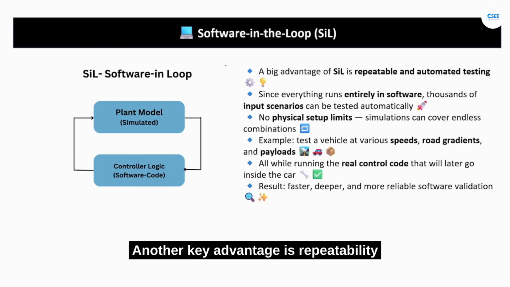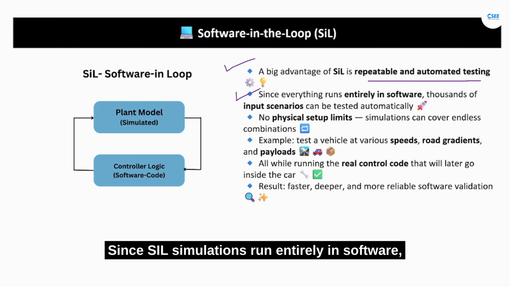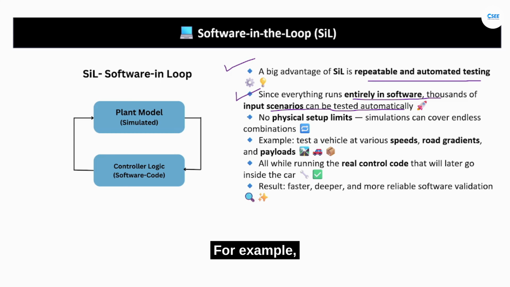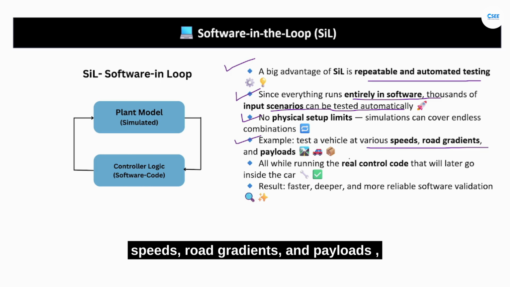Another key advantage is repeatability and automation. Since SiL simulations run entirely in software, you can test thousands of input combinations automatically without physical limitations. For example, you can simulate a vehicle running at different speeds, road gradients, and payloads, all while running the real control software code that could actually go inside the car.